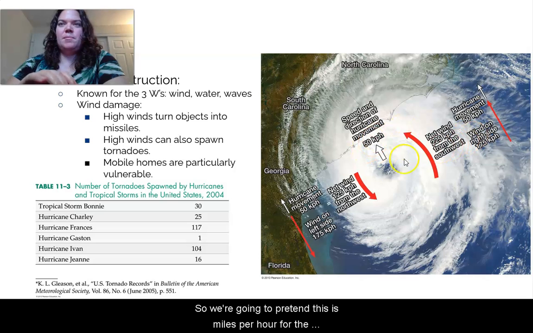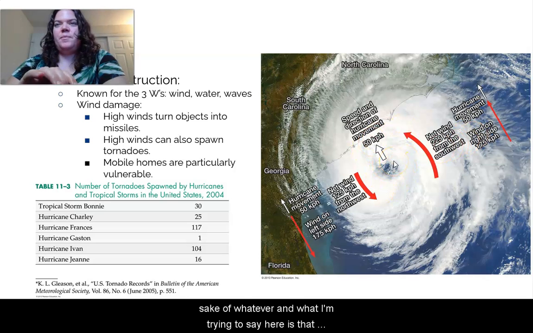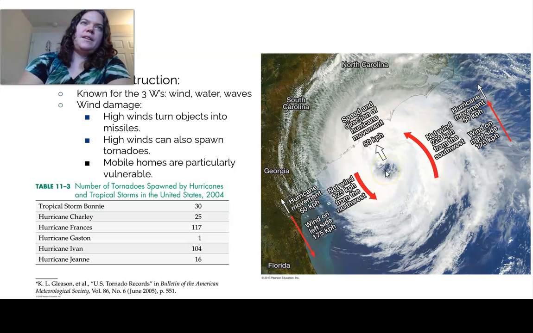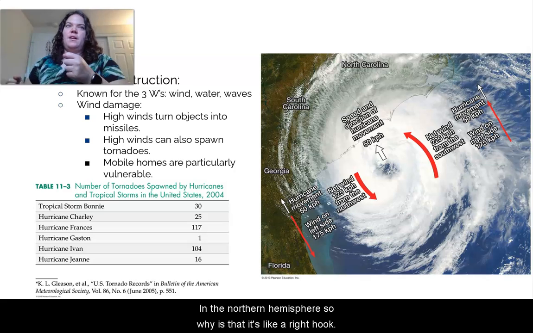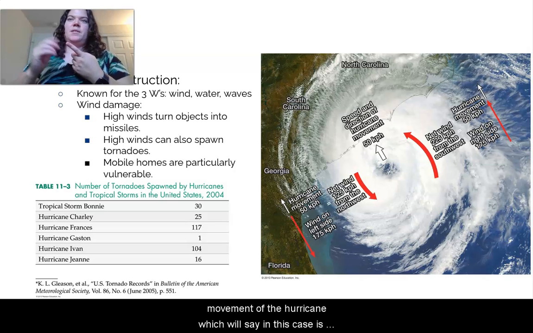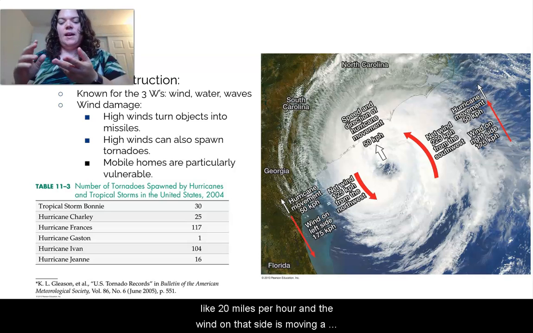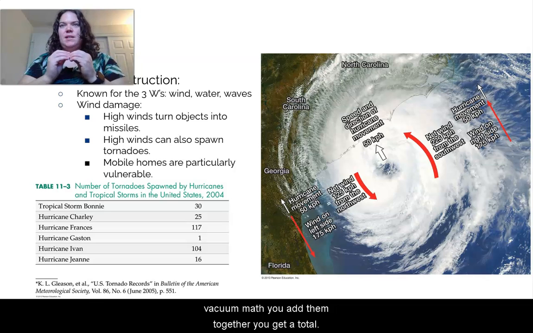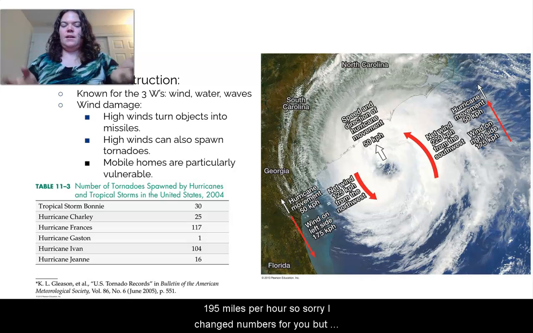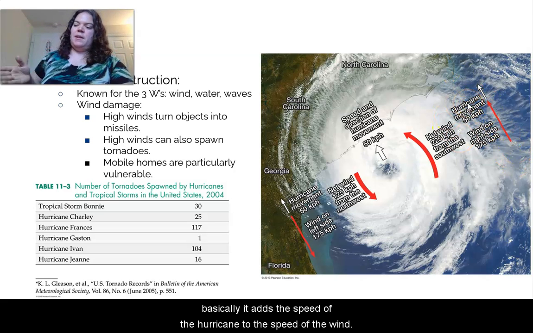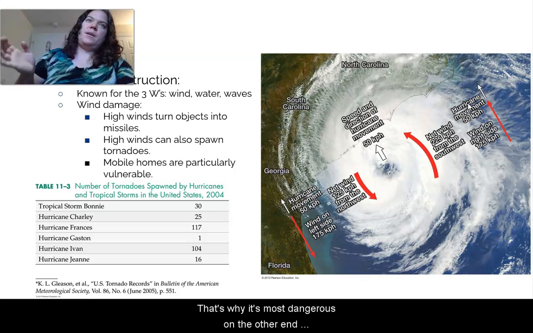So we're going to pretend this is miles per hour for the sake of whatever. What I'm trying to show you here is that this top right quadrant is the most dangerous in the northern hemisphere. So why is that? It's like a right hook, because we have the movement of the hurricane, which we'll say in this case is 20 miles per hour, and the wind on that side is moving 175 miles per hour. It's a little bit of vector math. You add them together, you get a total of 195 miles per hour. Sorry, I changed the numbers for you, but basically it adds the speed of the hurricane to the speed of the wind. That's why it's most dangerous.